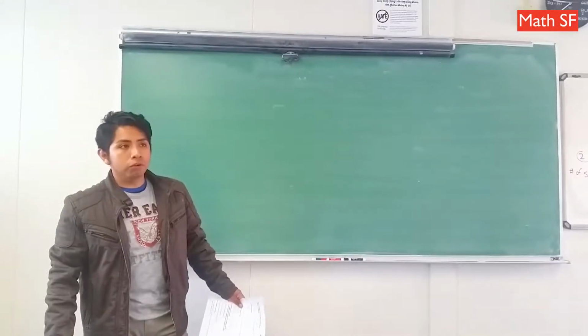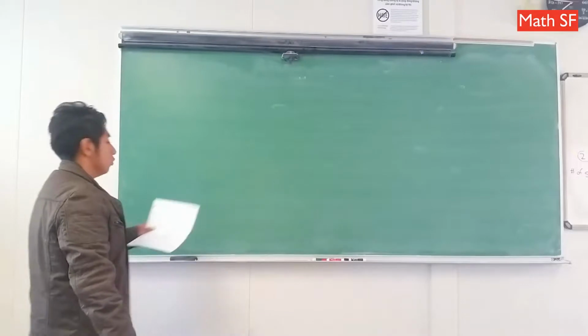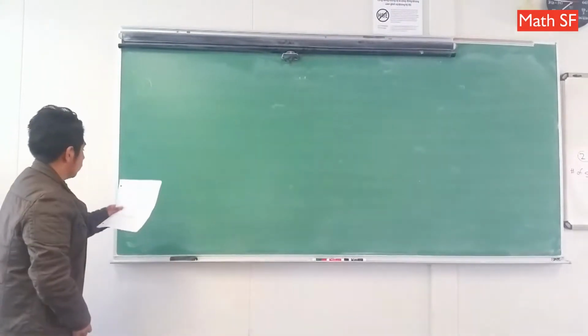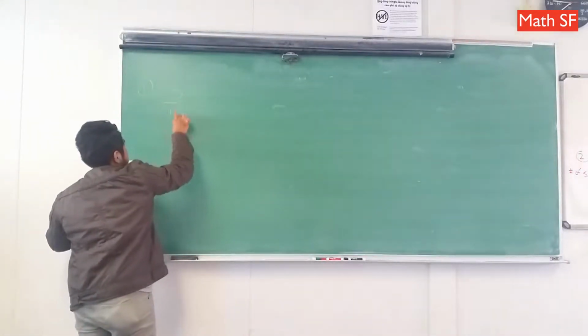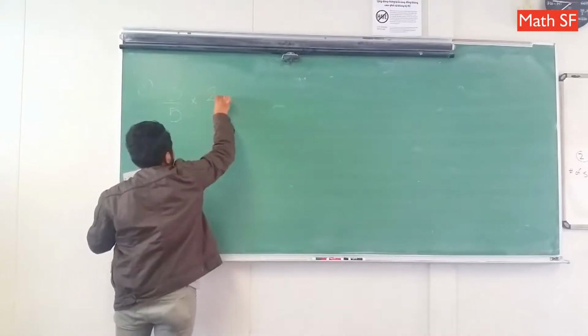To cover chapter 4, practice test 8. First question, it says multiply 3/5 times 2/3.